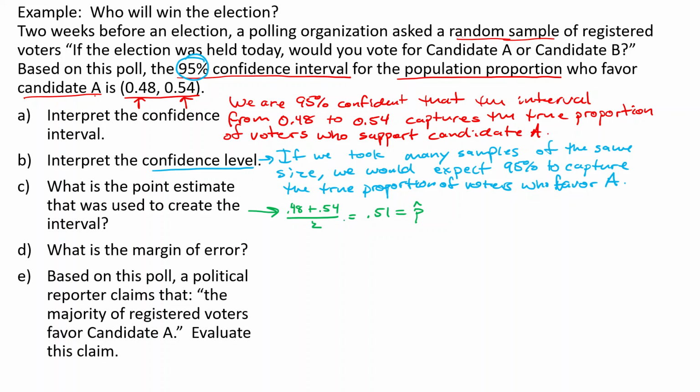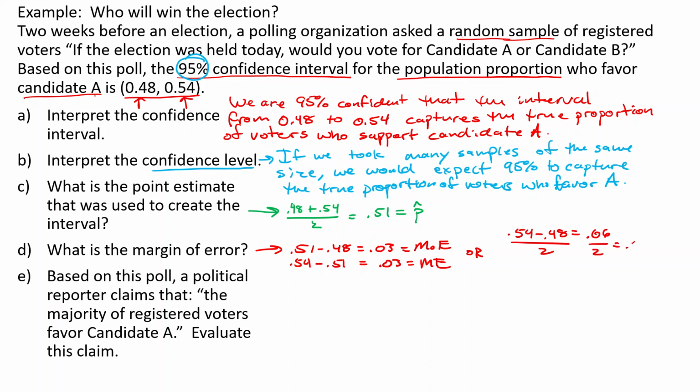What's the margin of error? Well, we can do a couple of things here. We could go from either end. It could go 0.51 minus 0.48 gives us 0.03. There's our margin of error, or ME. We could also do 0.54 minus 0.51, should give us the same thing. There's our margin of error. Or, if we didn't have this first, we could just do 0.54 minus 0.48, which gives us 0.06, and divide it by 2, because that's two margins of error. One's going up, one's going down. So there's our margin of error. So we got 3 different ways we can calculate it. All of them give us the same answer.